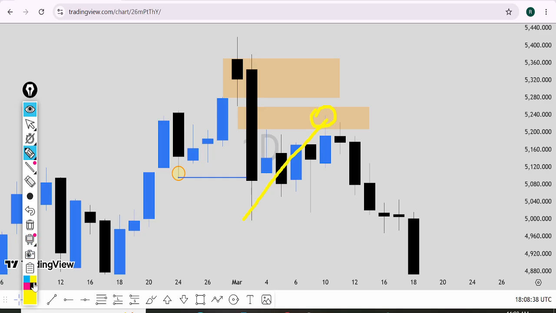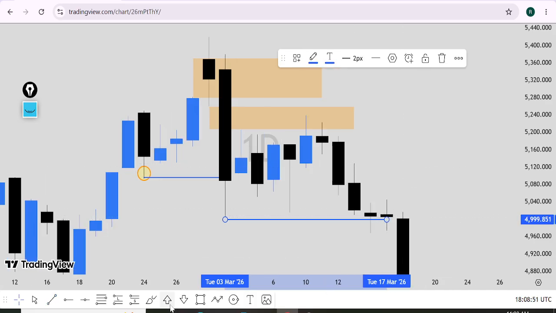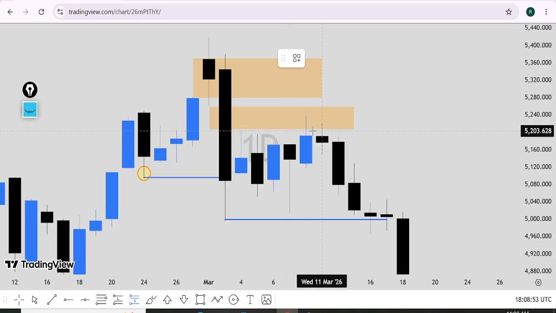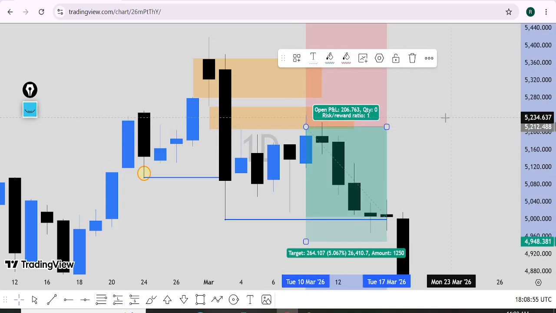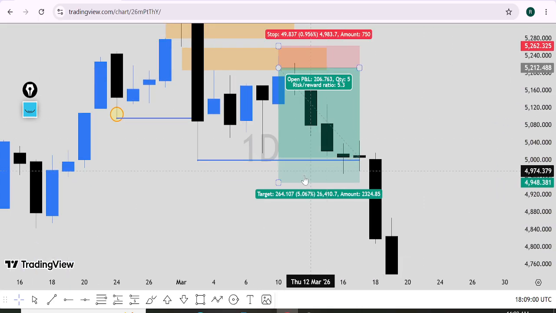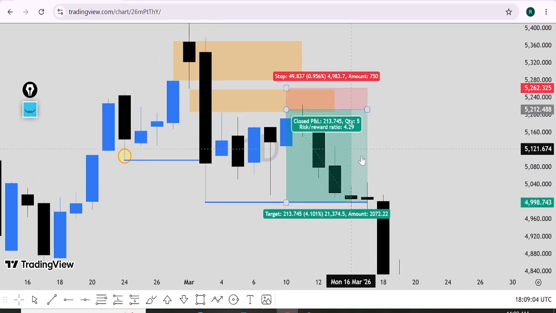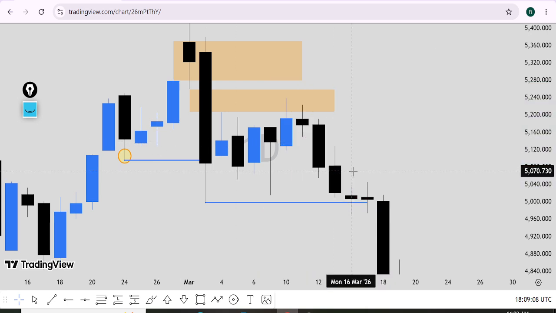What's next? What is our target? Our target will be the sell side liquidity. Where is sell side liquidity resting? Sell side liquidity is resting below these old lows. You can see price has targeted these lows. So your position is from this area with a stop loss here and the target here at these sell side liquidities. It's 1 to 4.3 ratio on your trade, so it's a perfect trade.